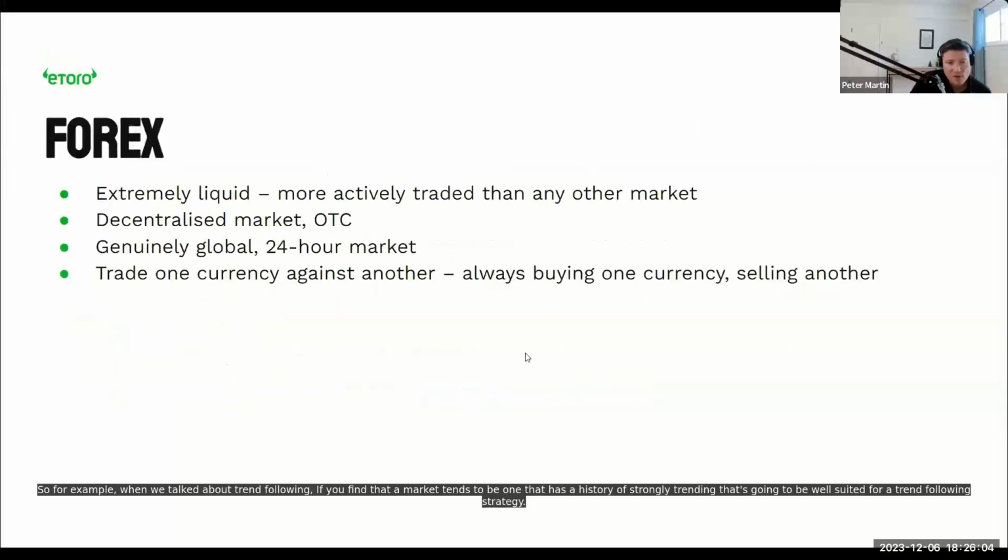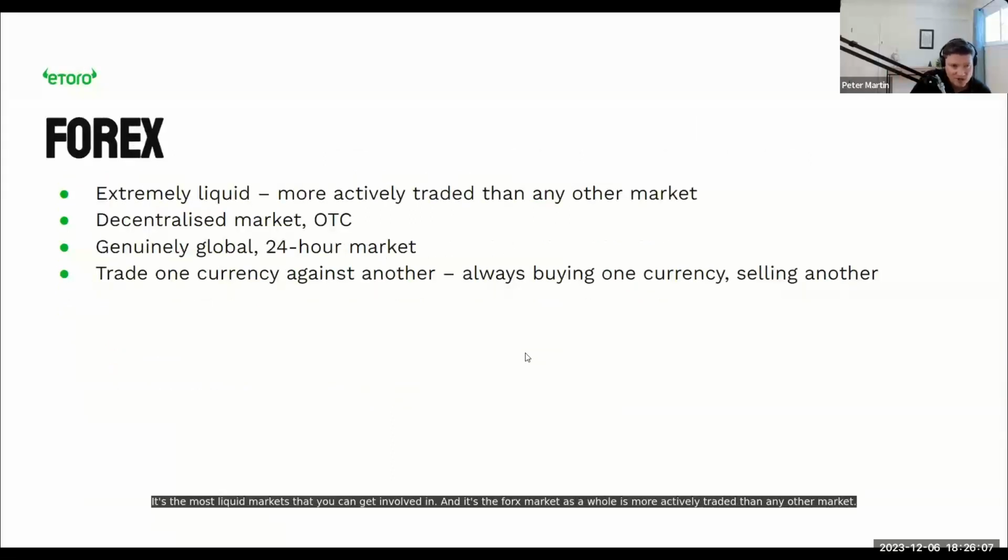So let's talk about Forex. The Forex market, the currencies market, is extremely liquid. It's the most liquid market that you can get involved in. And the Forex market as a whole is more actively traded than any other market. So I think the numbers are more than $7 trillion US dollars worth of currency changes hands each day. And estimates of the global value for shares is tens of billions of dollars per day. So it's much, much bigger than the equity market.